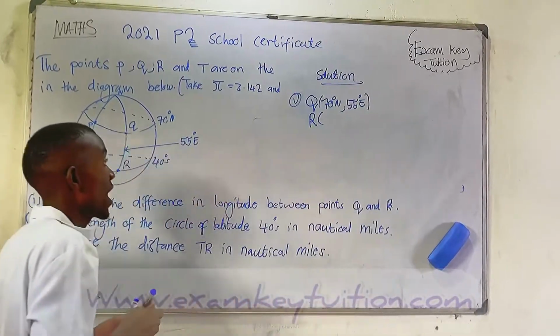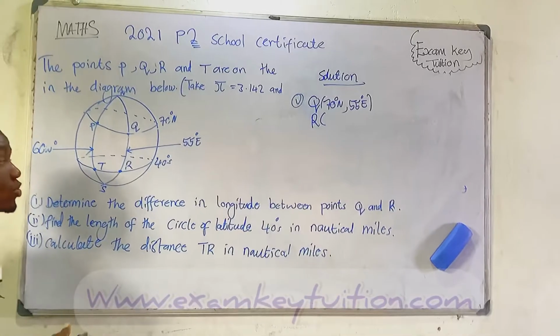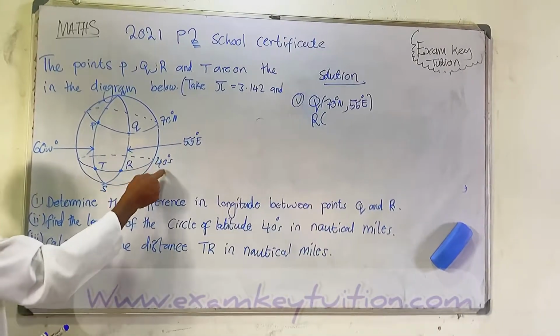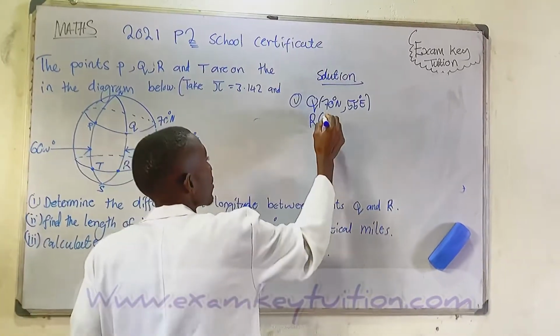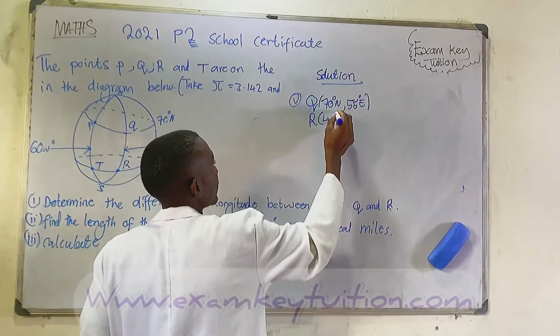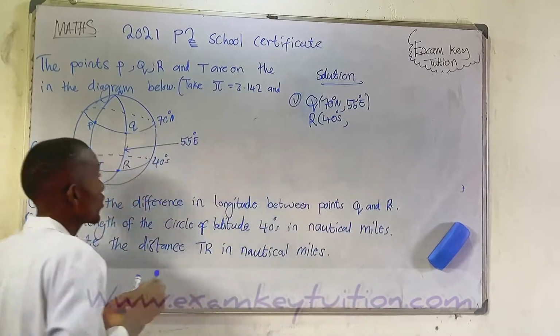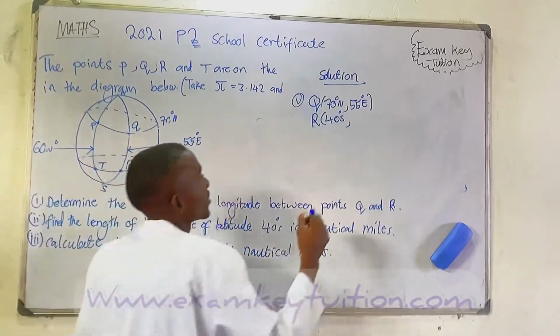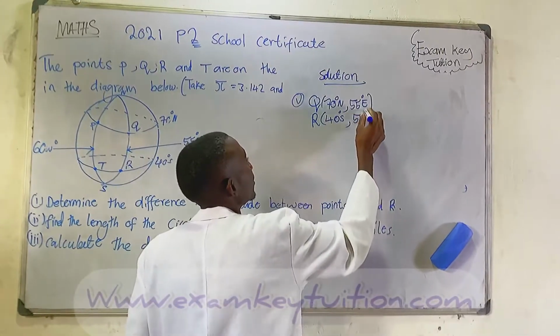If you check for the R again, let's start with the latitude, comma, longitude. The latitude line of R is 40 degrees south, so you say you have 40 degree south, comma. If you check the longitude of R again, it's laying on the same longitude, which means you have 55 degree east.